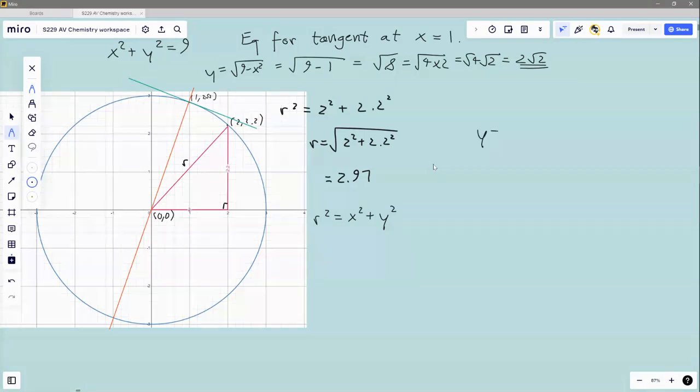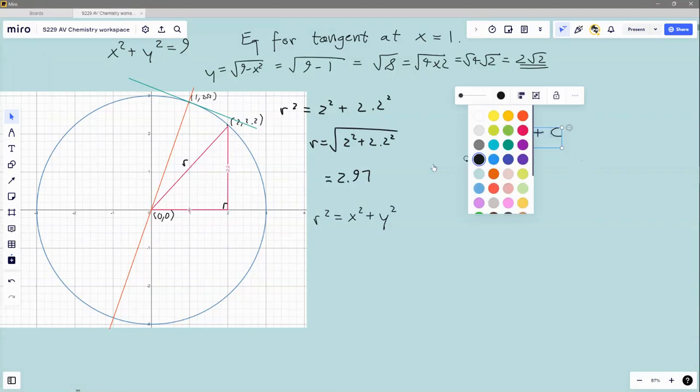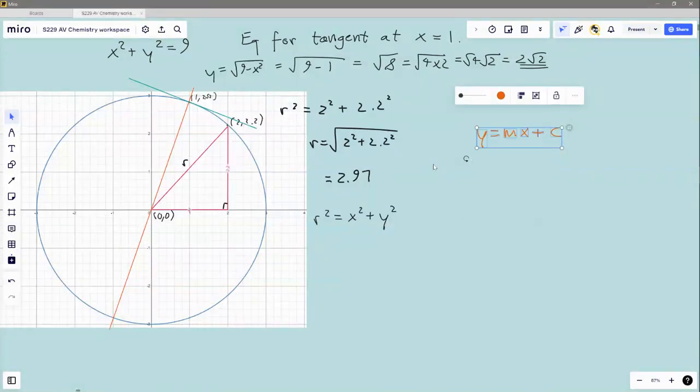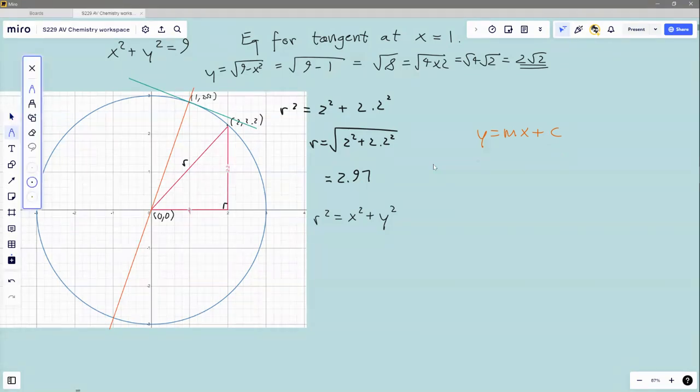Because it's going to go through the origin, we know that y equals mx plus c. Let's make this text orange so we can follow what's going on. So I'm talking about the orange line here. We don't have a c; c is 0, so this is just going to be y equals mx.